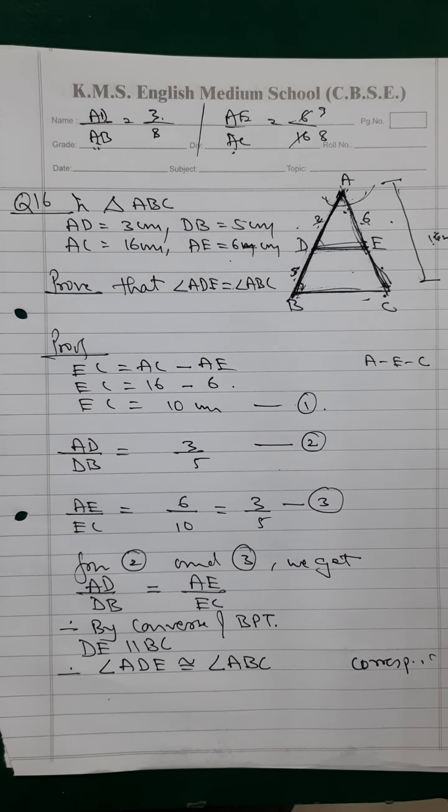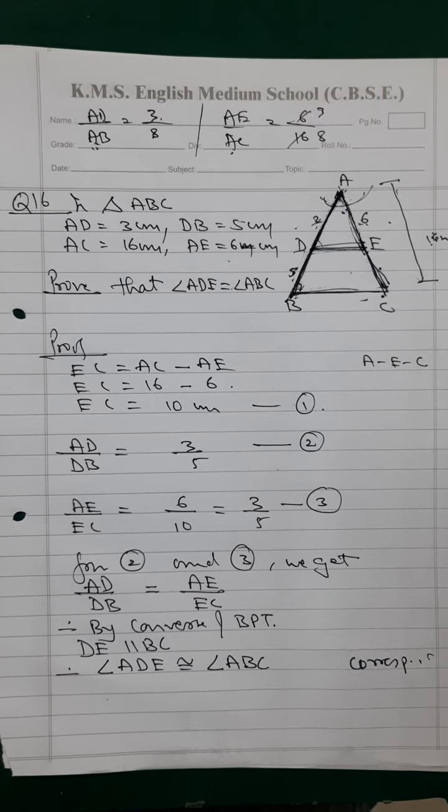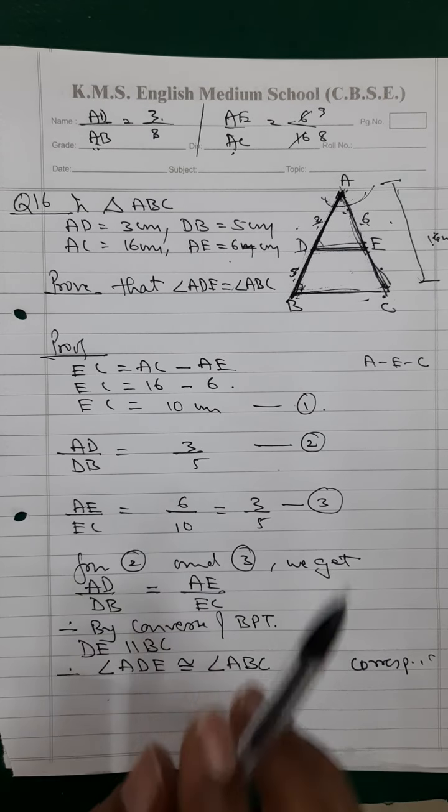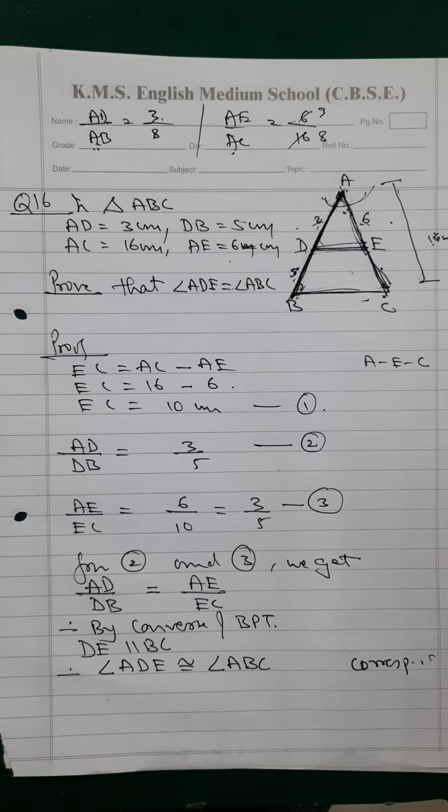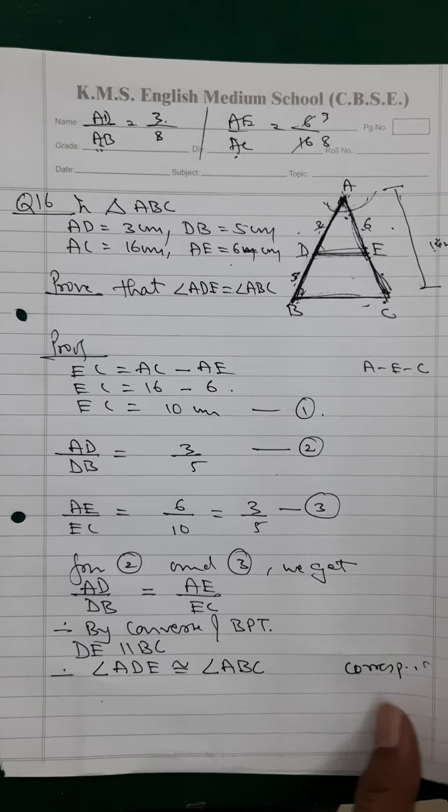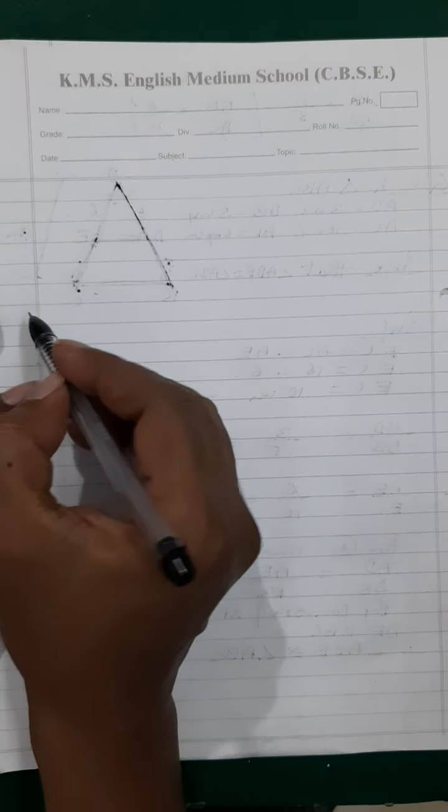You don't get confused about when to use BPT and when to use corresponding sides of similar triangles. You can do this as long as you are going to deal with angles and everything, and the property that you are going to use deals with that angle, you can use any property. Okay, this is also over. Now we go to the next question.